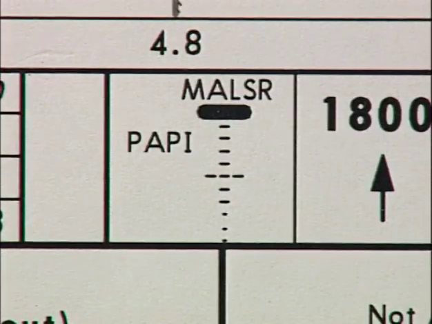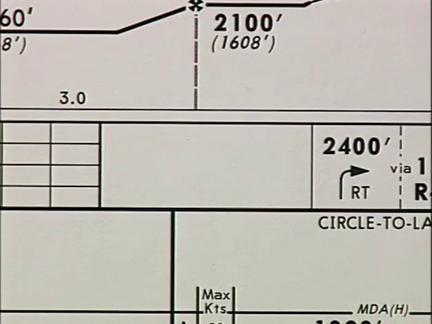Also note, when PAPI or VASI are depicted in the lighting box, it is shown either on the left or right side of the runway. This corresponds with the side of the runway on which the lighting system is actually installed. When the lighting box is blank or omitted, the runway has no approach lighting.